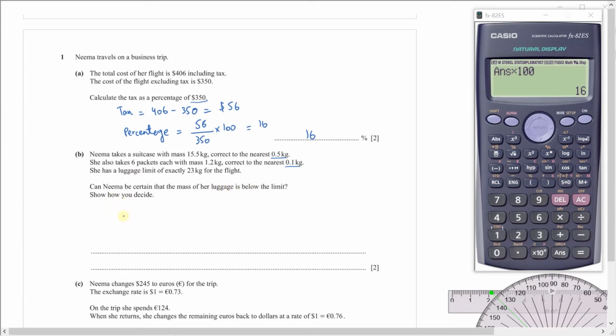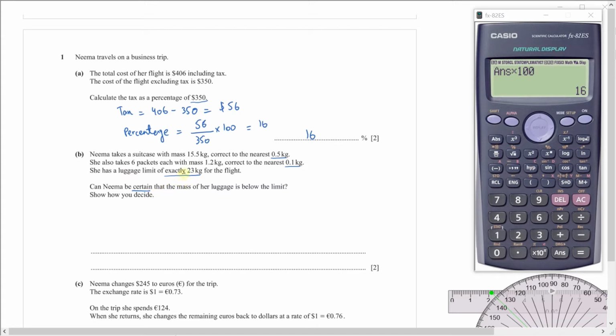Show how you decide. So her luggage limit is 23 kg, and we have to basically calculate with 100% certainty whether the mass of her luggage is below or equal to 23 kg. So can there be a case when her luggage can exceed this limit? If not, then Nima can be 100% sure that the mass of her luggage is within this 23 kg limit.